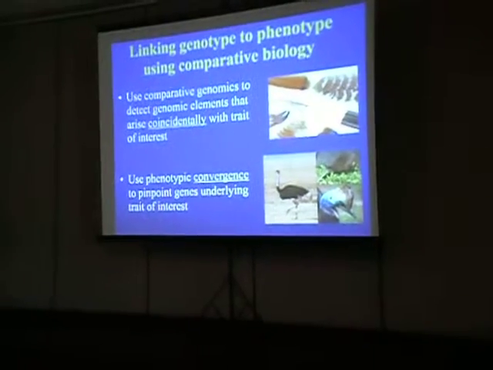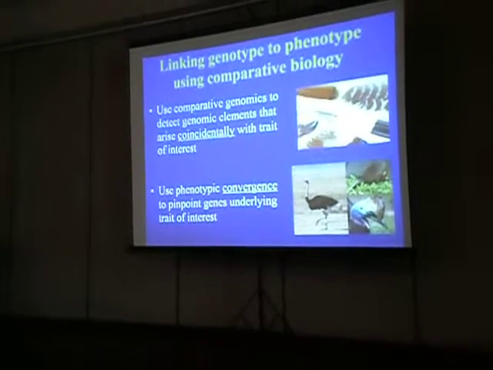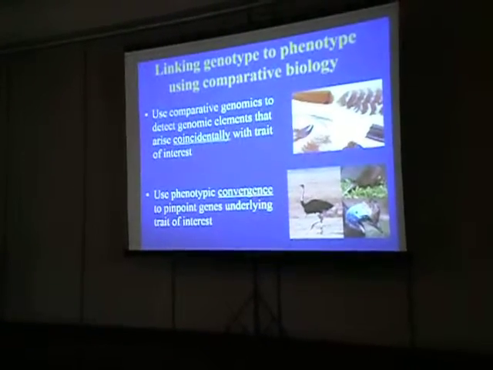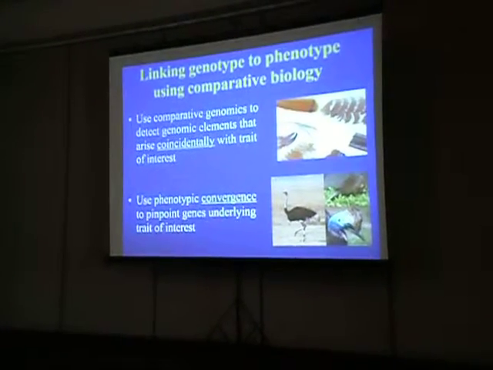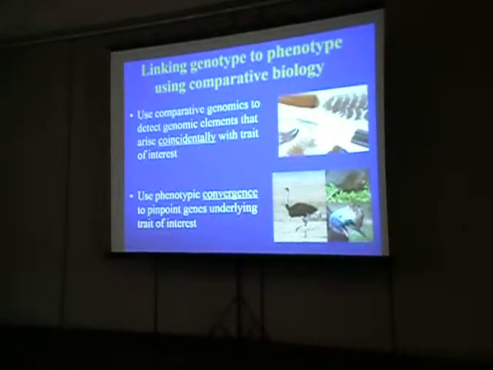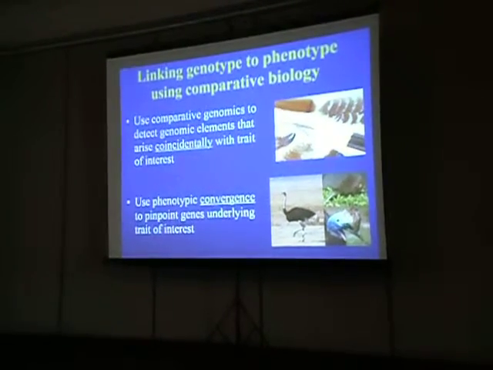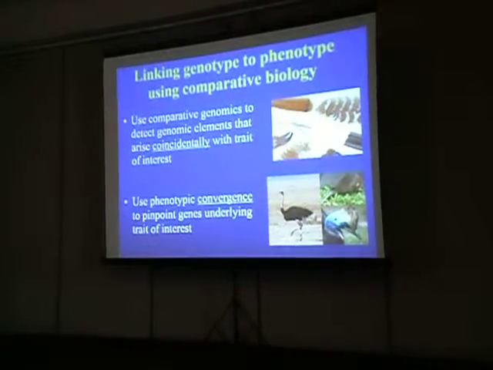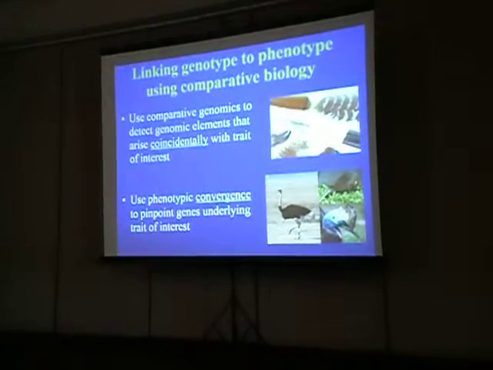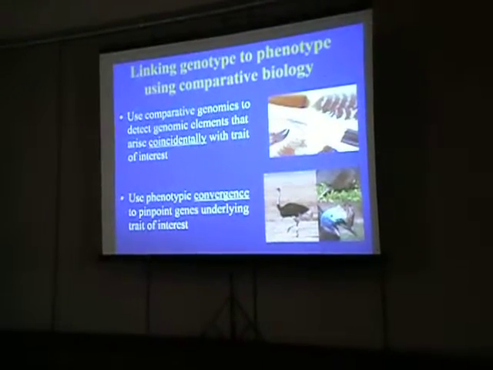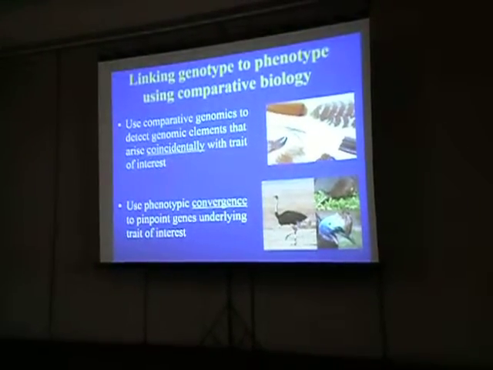And so I'll first talk about an approach to looking at the origin of novel traits, in this case the origin of feathers, by looking at genomic elements that arise coincidentally with feathers on a phylogeny of vertebrates. And then second, we'll talk about the use of convergent traits to look at genomic elements that are arising convergently on those lineages exhibiting a particular trait.